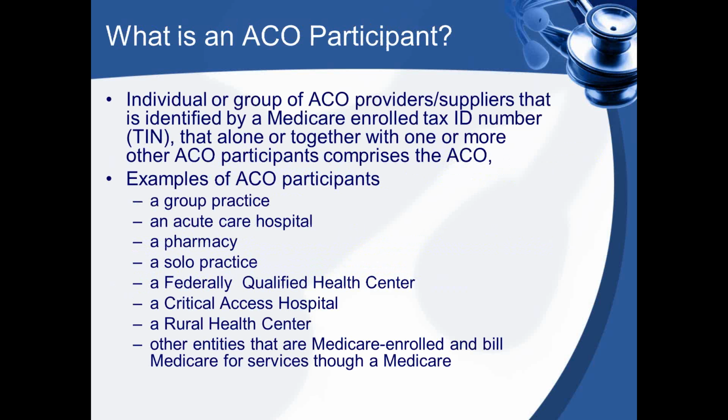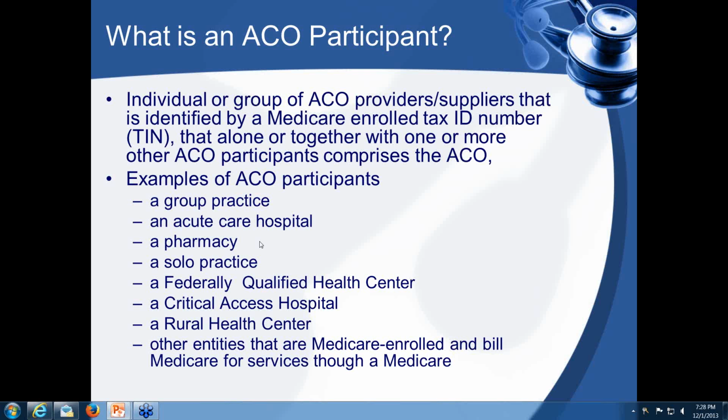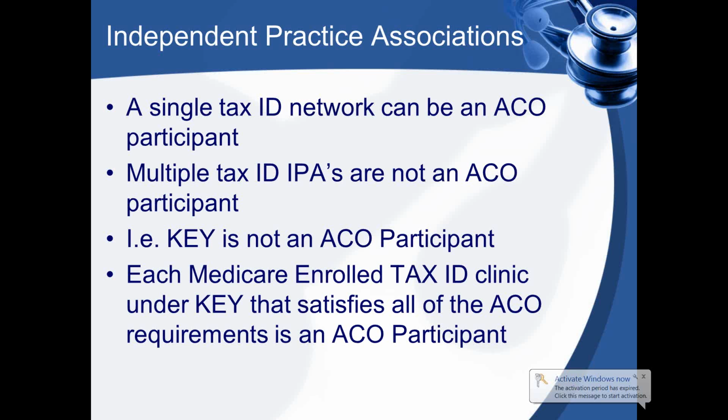A key concept is understanding the difference between a participant and a provider. Providers are not participants. Participants are the actual Medicare enrolled tax ID number that, alone or together with one or more of the other ACO participants, comprise the ACO. So basically, an ACO participant is a tax ID enrolled Medicare number, so that's a group practice, an acute care hospital, a pharmacy, a solo practice, a federally qualified health center, critical access center, rural health center, or other entities that are Medicare enrolled and bill Medicare for services through a Medicare tax ID.